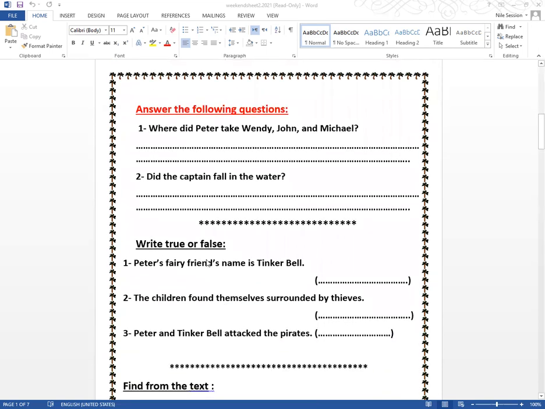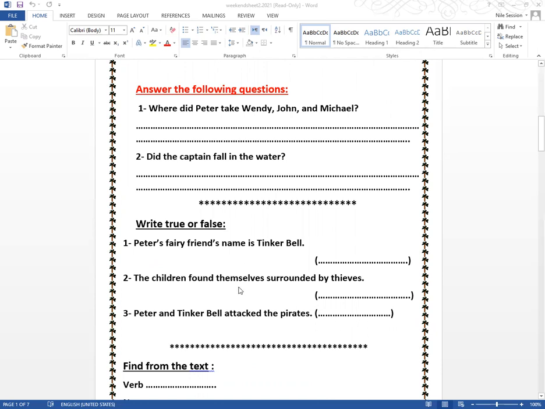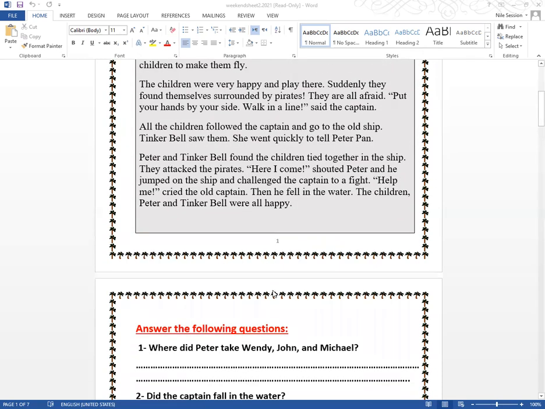Okay. Write true or false. Peter's fairy friend's name is Tinkerbell. That's true. The children found themselves surrounded by thieves. That's false. Peter and Tinkerbell attacked the pirates. That's true.